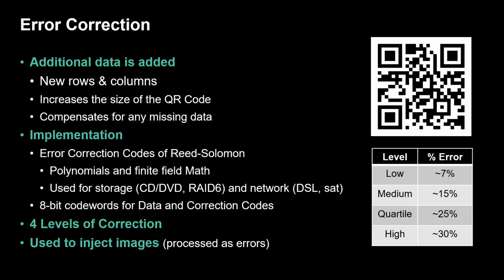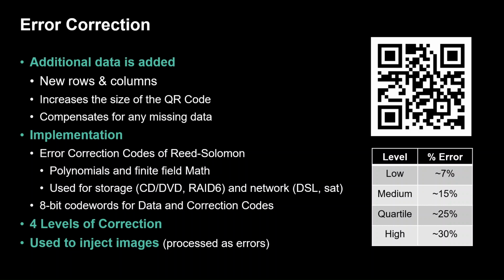For the error correction, and I won't detail the mask pattern and other things here, the error correction is very useful for us. We'll see why in a few moments. Some additional data is added to the code in the form of new rows and new columns, and so it will increase the size of the code and maybe the version. But it's a mechanism which compensates for any missing data.